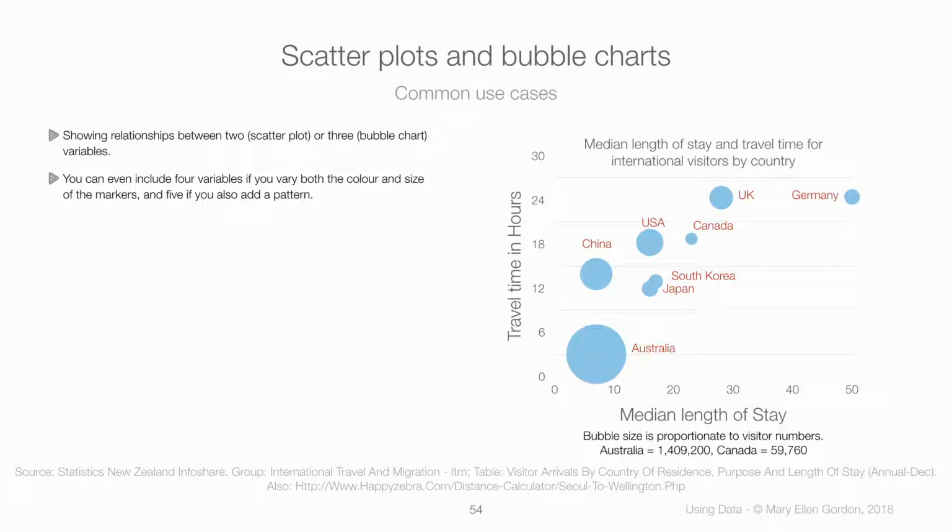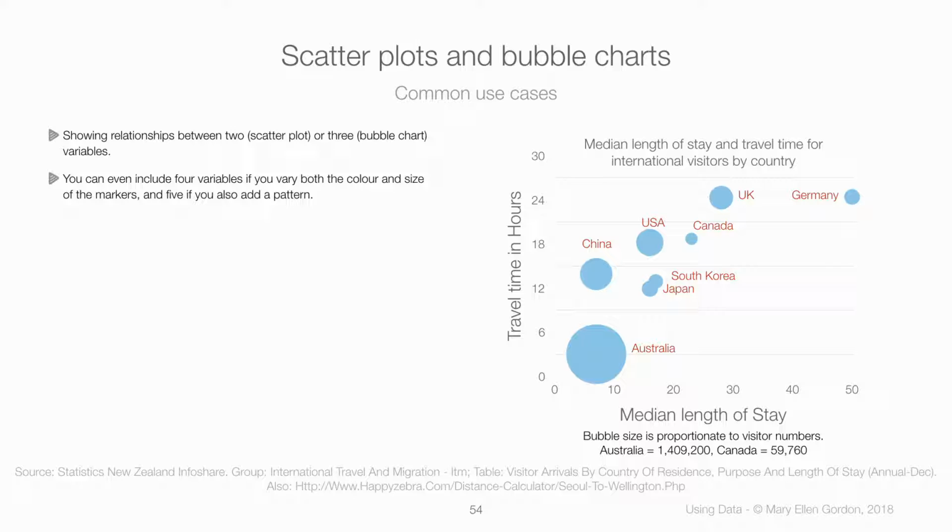So here we have travel time in hours to get to New Zealand, and here we have the median length of stay in New Zealand. This is back to the tourism data showing international visitors. If each of these markers for the different countries were the same size, it would be a scatter plot.